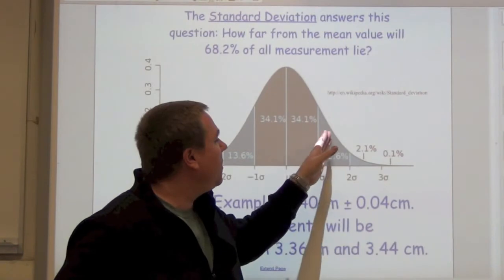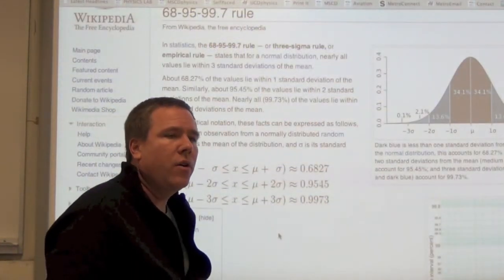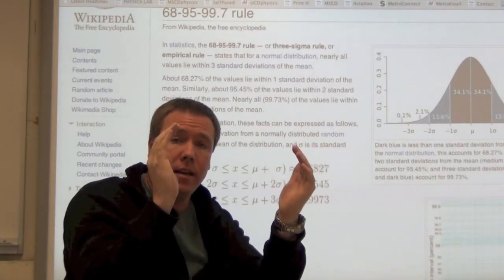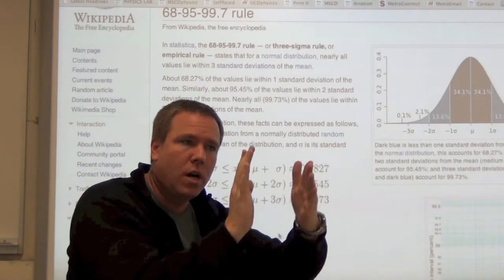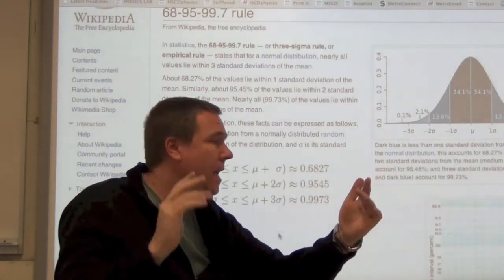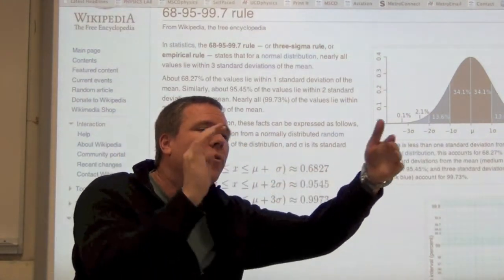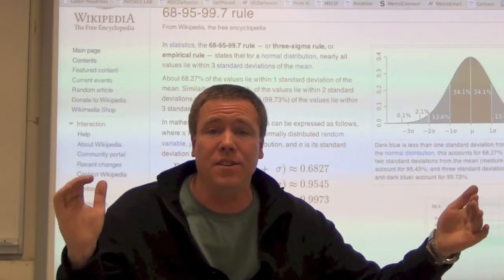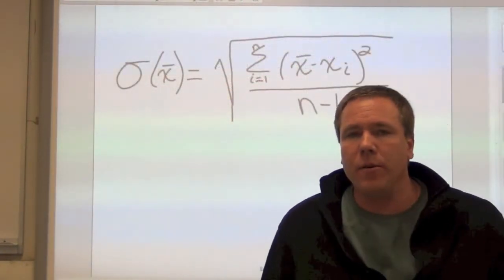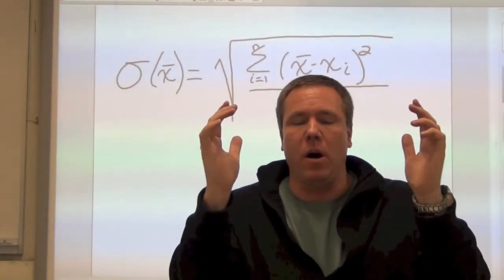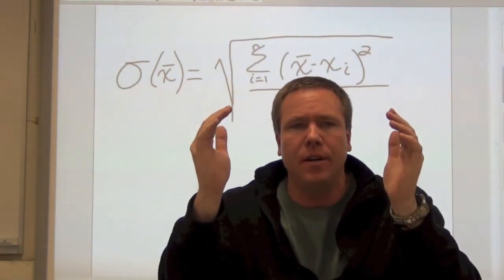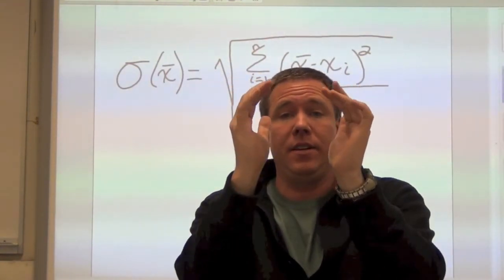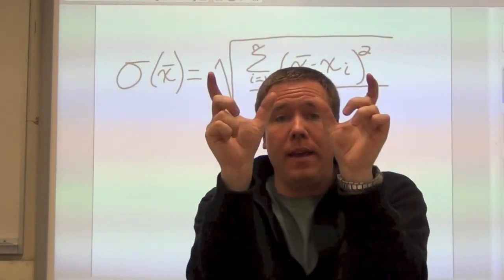Oftentimes, we'll talk about one, two, or three standard deviations. When we talk about going out one standard deviation from the mean, it's going to include about 68% of all the data taken. If we go up two standard deviations, we're going to incorporate, of all the data, about 95%. And if we go out to three standard deviations, 99.7% of all the data that we took is going to lie within three standard deviations of the mean. The standard deviation formula, again, is going to answer how big are the bars that surround the mean value, plus or minus, how much will 68% of all the data lie? Do our measurements allow a very close, narrow standard deviation or a wide, a large standard deviation? How big is this?